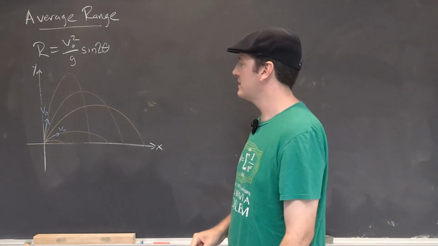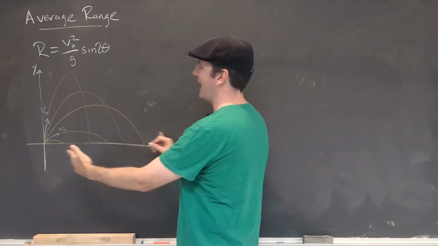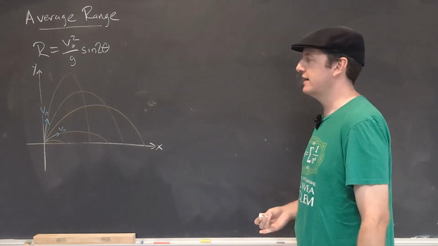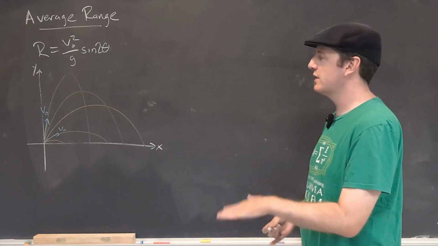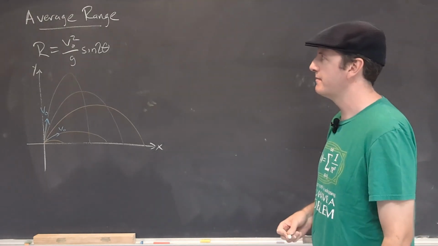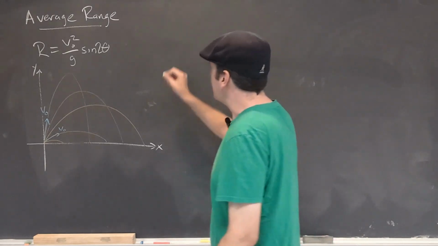And our question is, what's the average landing position? In other words, what's the average range of the projectile, keeping the speed fixed, but allowing the angles to vary continuously from 0 to pi over 2? So that's pretty easy, honestly.